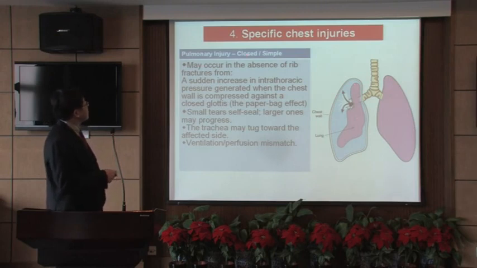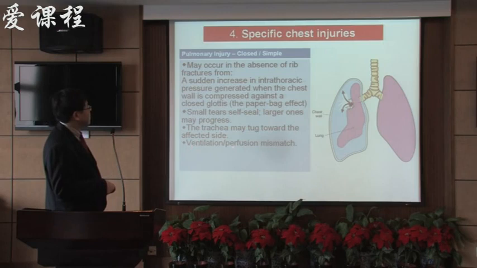Closed or simple pneumothorax may occur in the absence of a rib fracture, from a sudden increase in intrathoracic pressure generated when the chest wall is compressed against a closed glottis, the paper bag effect. Small tears self-seal, while large ones may progress. Others include the trachea or the bronchus being shifted towards the affected side, and ventilation and perfusion mismatch.